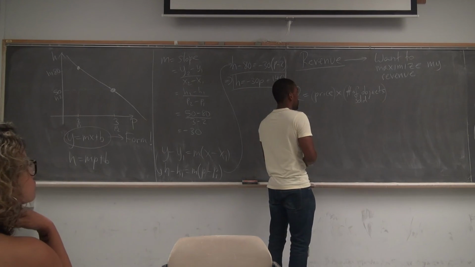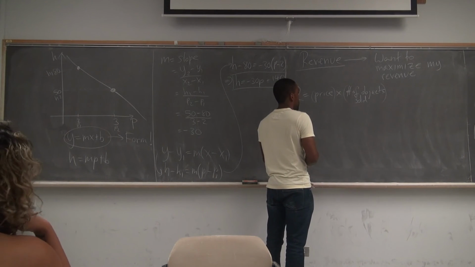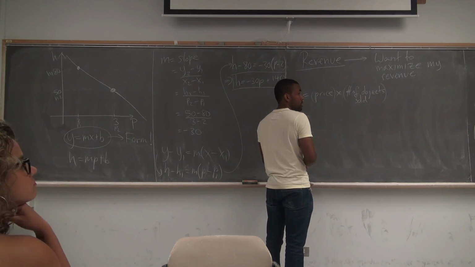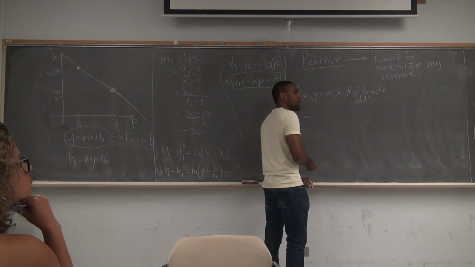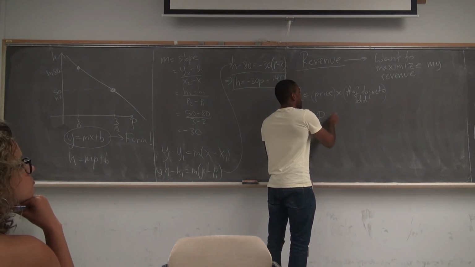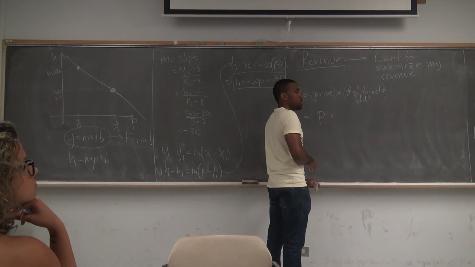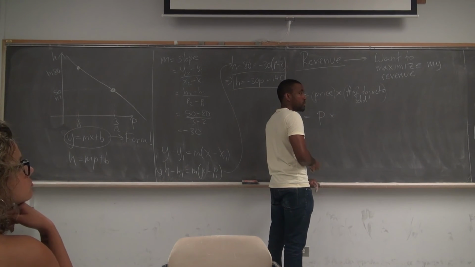To me, it doesn't matter. The price varies, which means it's represented by a variable, P. What's the number of objects sold? H.